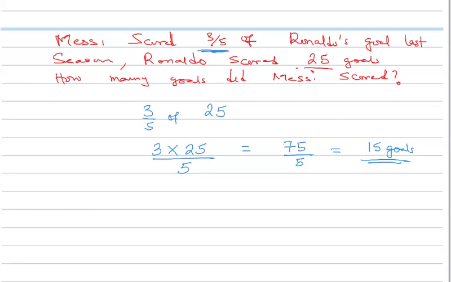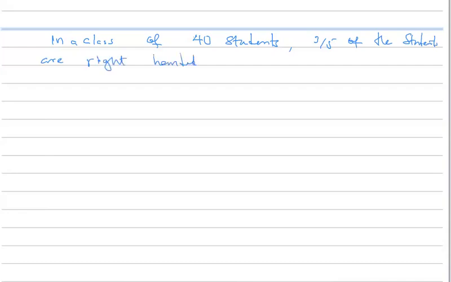That's just another question. Questions could be different too. For example, you can say that in a class of 40 students, 3/5 of the students are right-handed. How many are left-handed? They could either be right-handed or left-handed in the class.